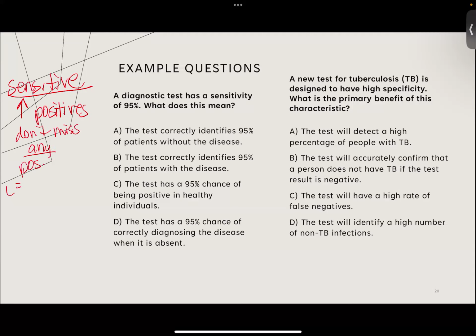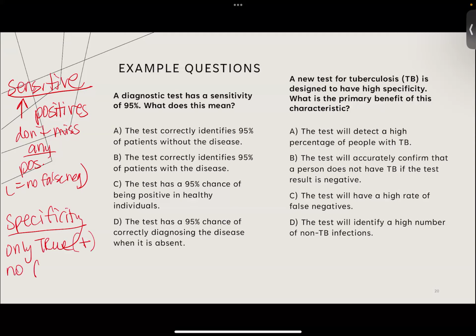That means no false negatives. Specificity is dealing with only true positives, no false positives. All right, so our first question.